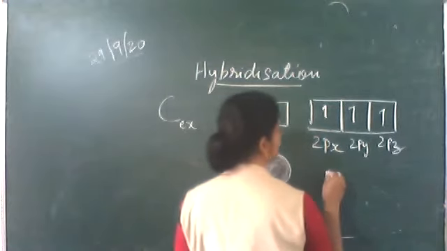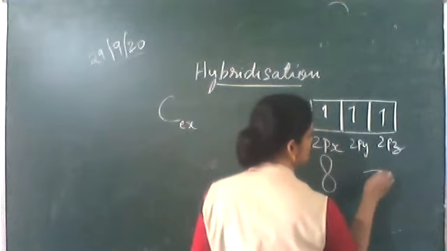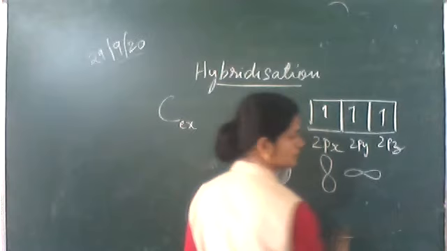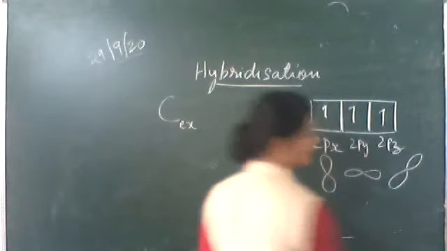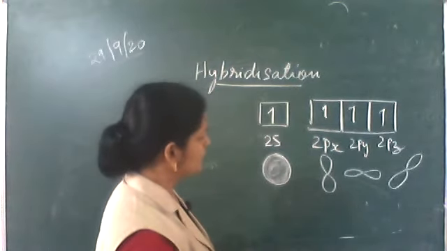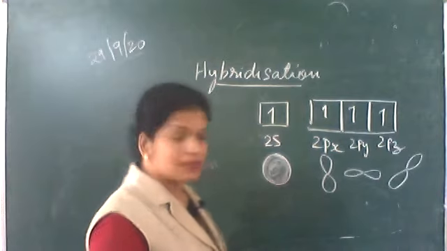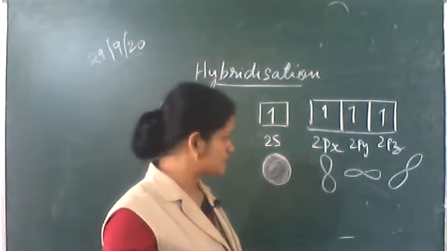P is dumbbell shape. This P is dumbbell shape. PZ, dumbbell shape. So these all orbitals are having different orientations, different shapes.